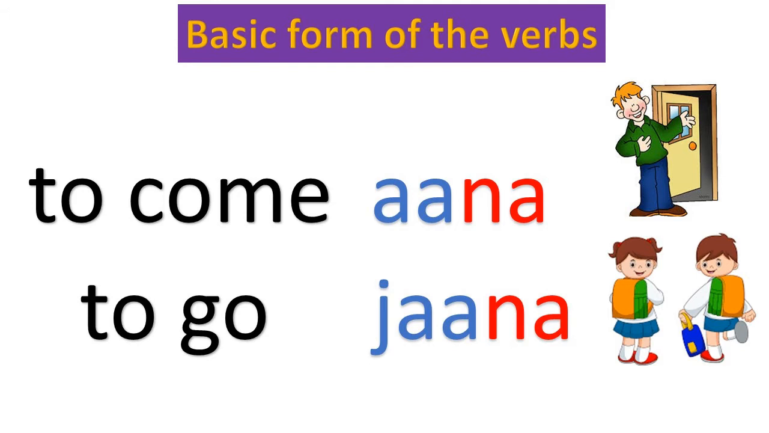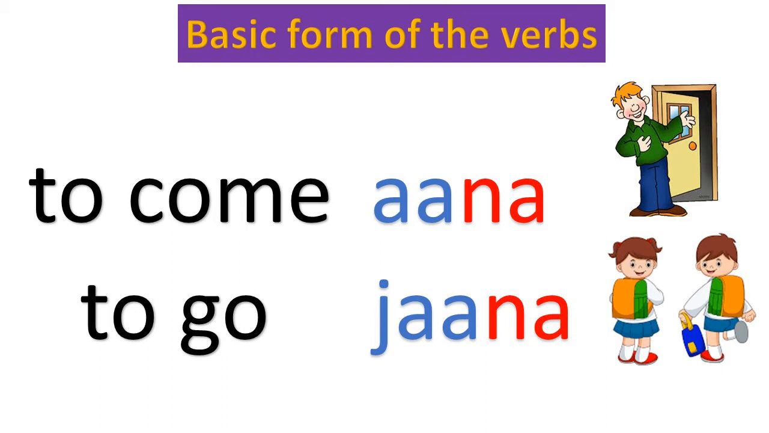First, we will always learn the basic form of the verb. Subsequently, we will learn their different forms. Verb will change its basic form when we use it in different types of sentences. So, first action word in its basic form is to come. To come in Hindi is आना. In Hindi, all the verbs in the basic form have na at the end. That is the reason na is highlighted here.